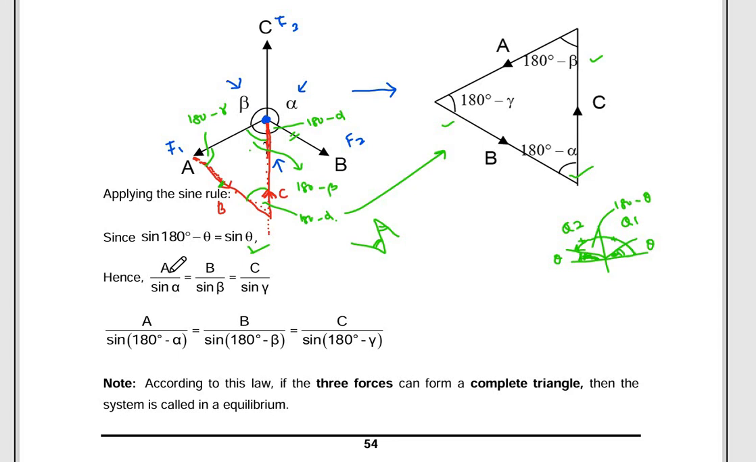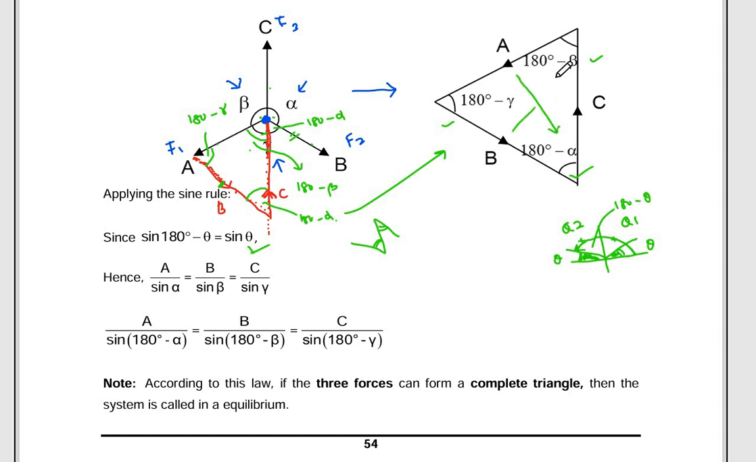Okay, so hence you akan ada A divided by sin alpha. Okay, A ni alpha yang setentang dengan dia. A sudut setentang dengan dia adalah alpha. B sudut setentang dengan dia adalah beta. C sudut setentang dengan dia adalah gamma. So that's why dia akan ada A divided by sin alpha, B divided by sin beta is equivalent to C divided by sin gamma. So kalau confused nak pakai macam ni, so you boleh guna sin rule yang biasa.